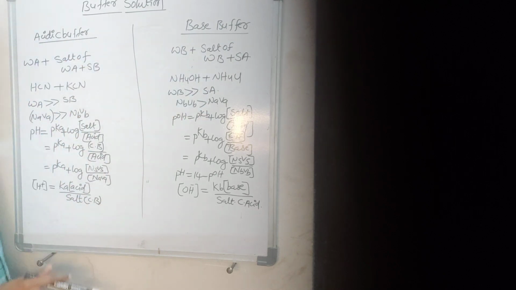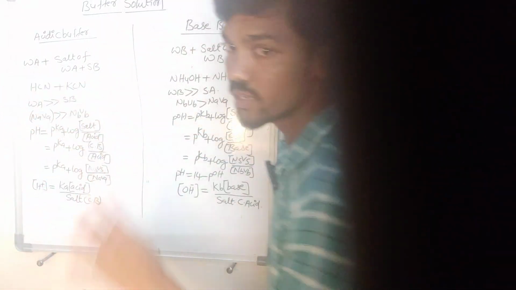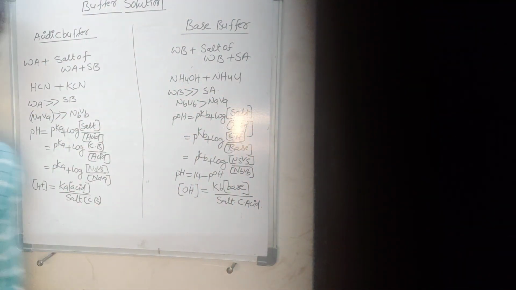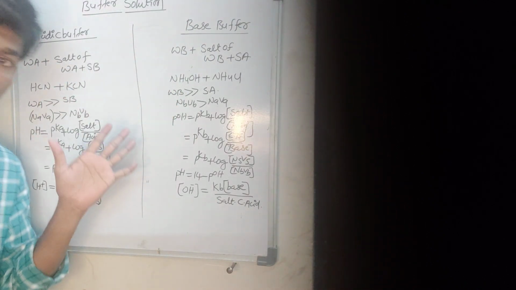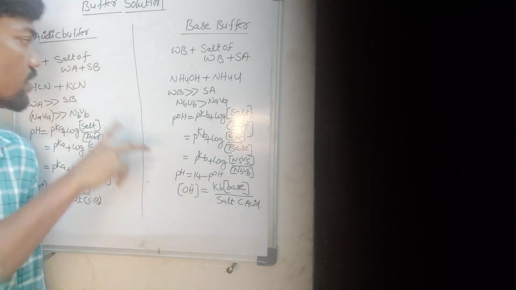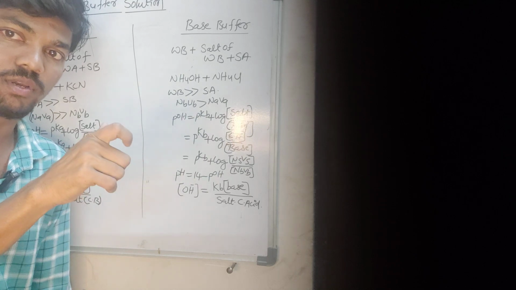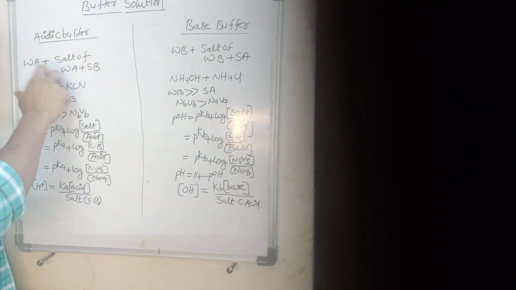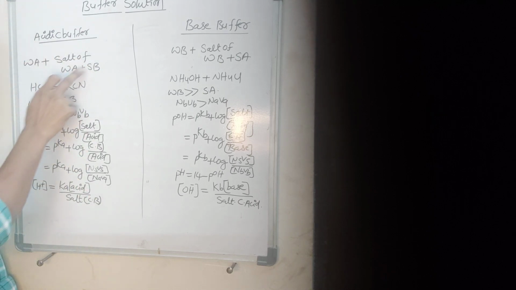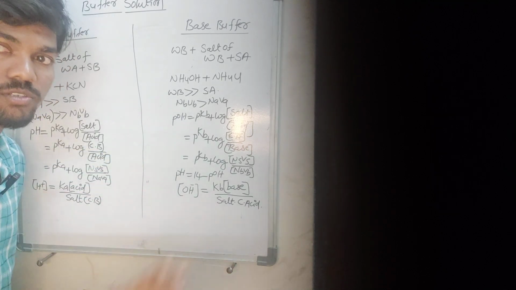Acidic buffer means we have to take one weak acid along with a salt. The salt should be formed from a weak acid and a strong base. The mixture of these compounds is called acidic buffer. So this weak acid's conjugate will be a strong base.